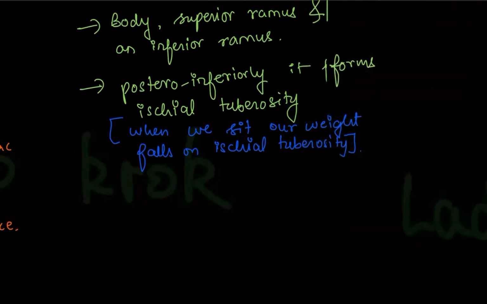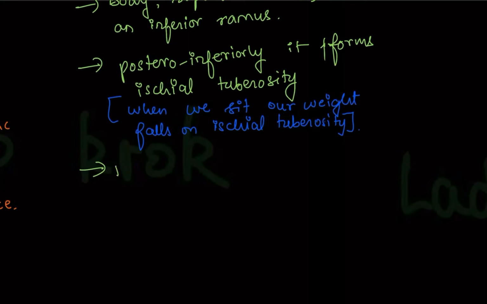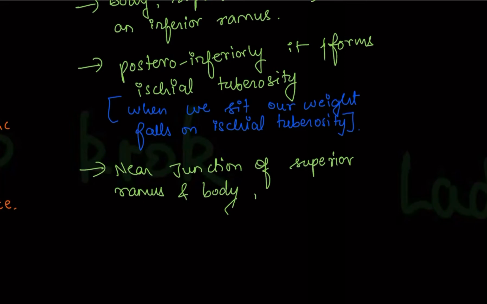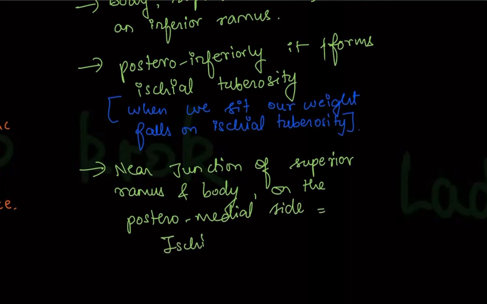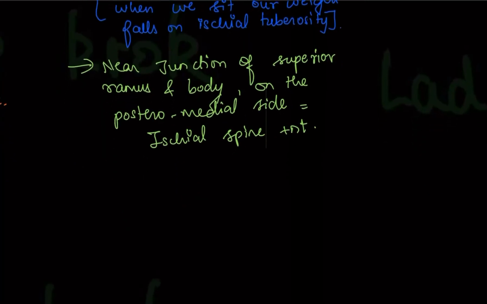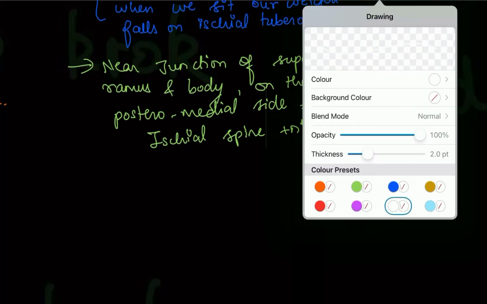Then write down the next point about the ischium bone, that near the junction of superior ramus with the body, we have ischial spine. Okay, so near the junction of superior ramus and body of ischium on the posteromedial side, what is present? Ischial spine is present. Now this ischial spine is important because it gives attachment to two ligaments. Okay, and these two ligaments will help you form a foramen. So do pay attention to them.